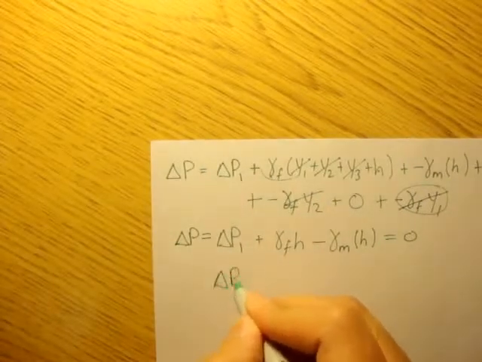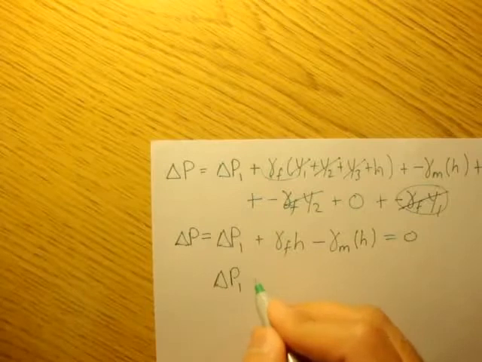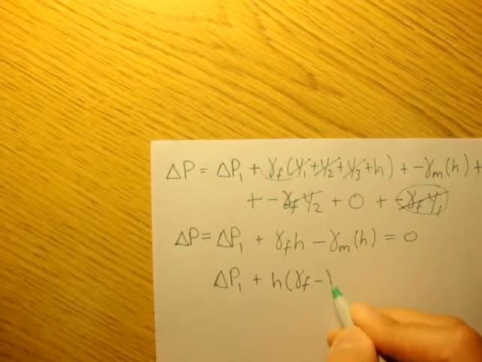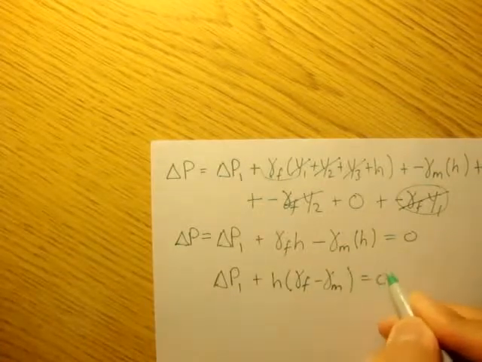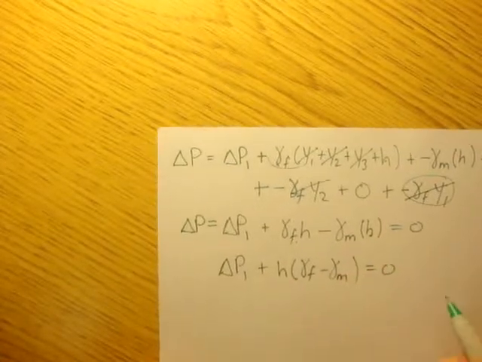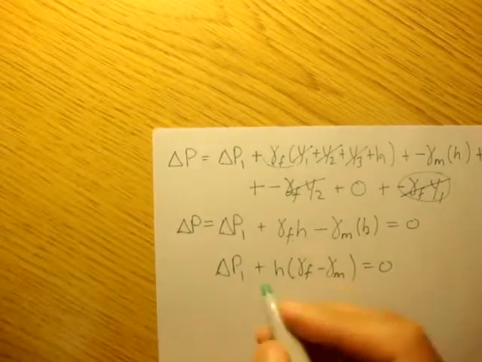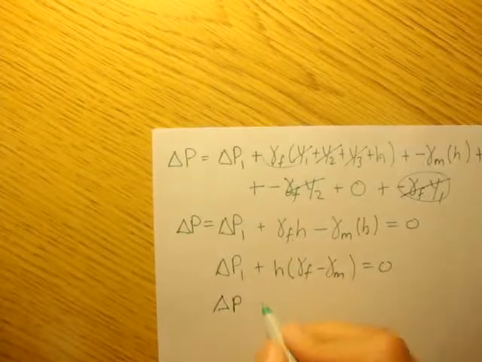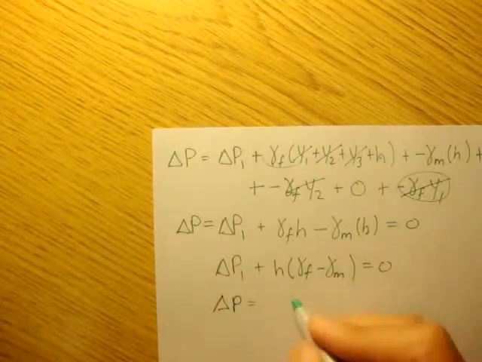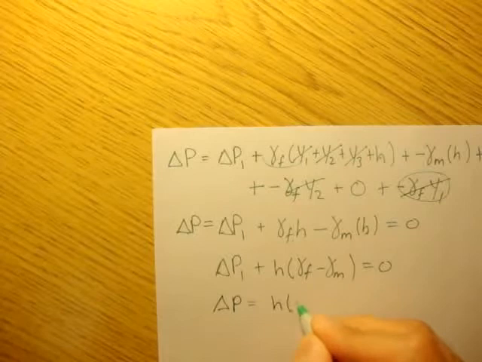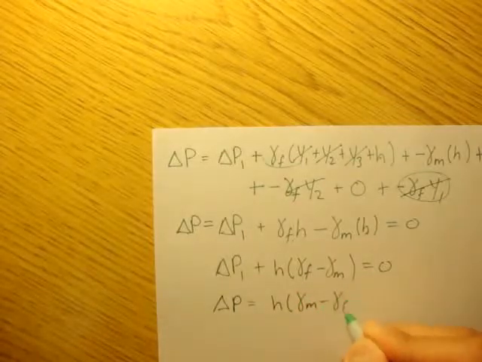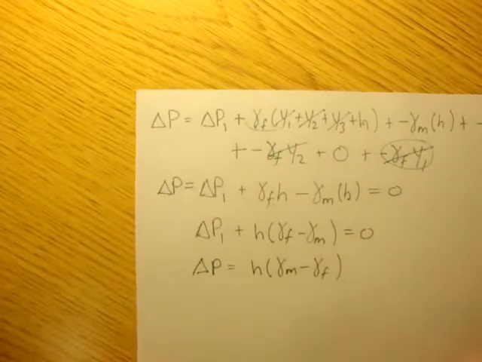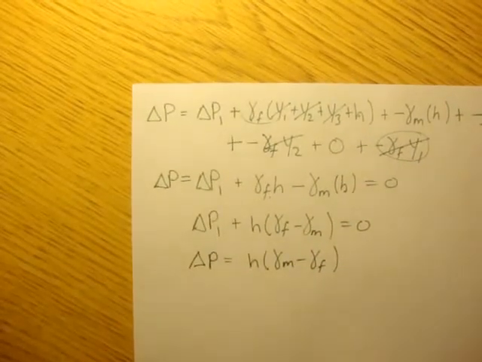So we can rewrite this as a change in pressure of 1 plus H times gamma F minus gamma M is equal to 0, right? I just distributed that H out. We can bring this over to the other side. We say change in pressure is equal to H times gamma mercury minus gamma F. Alright, we just brought that over and did some algebra work there.